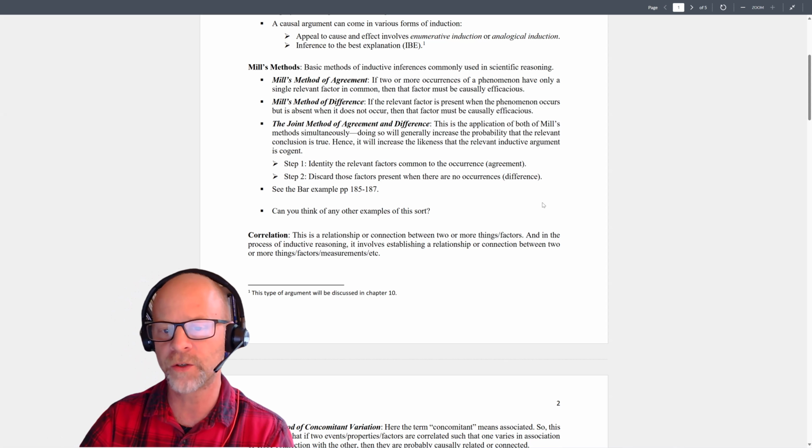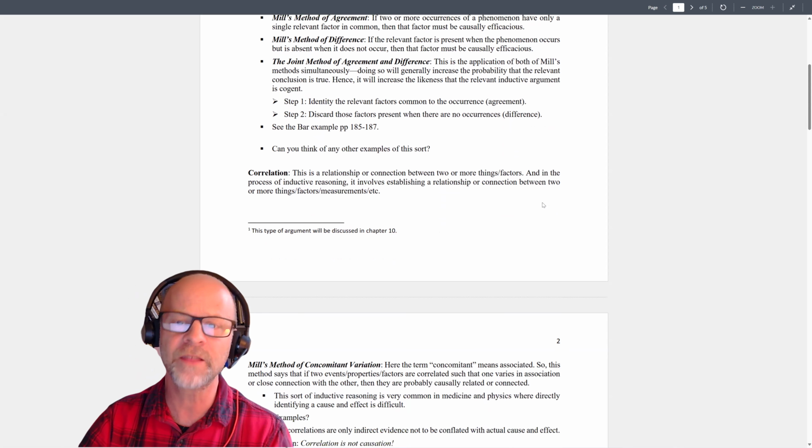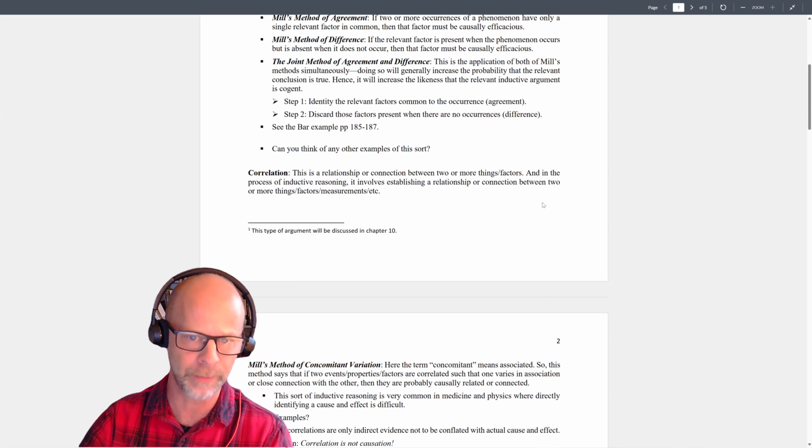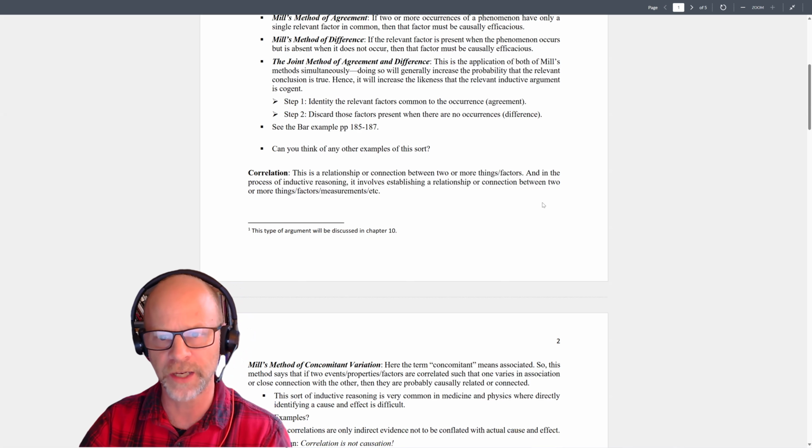Well, we can consider different steps that we can take to figure out these different methods. Step one, we identify the relevant factors that are common to the occurrence. This is the step of agreement. And then step two is when we discard those factors that are present when there are no occurrences or no differences. So let's consider an example.